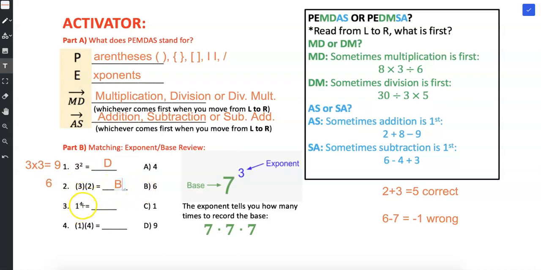And then 1 to the 4th, well, the exponent 4 tells me to write the base of 1 4 times. So 1 times 1 times 1 times 1. And that is equal to 1. So number 3, the answer is C. And then 1 times 4 is different than 1 to the 4th. 1 times 4 actually means 4, and that would be letter A for my answer.